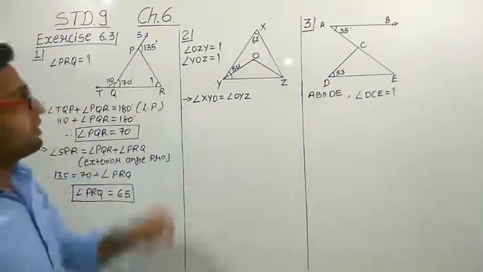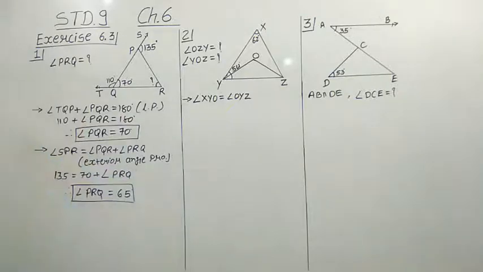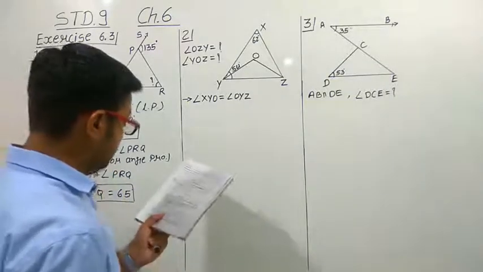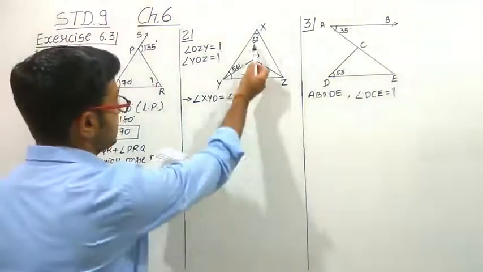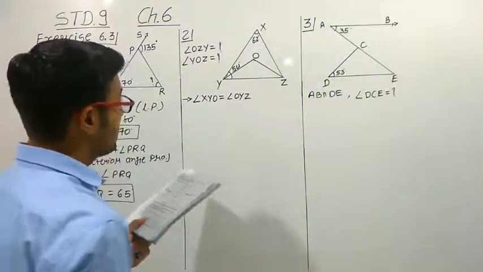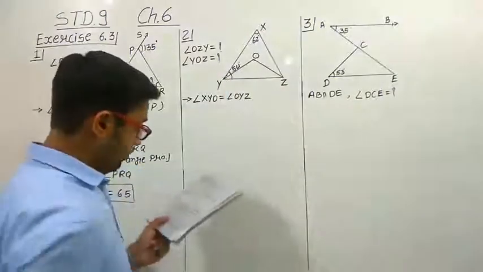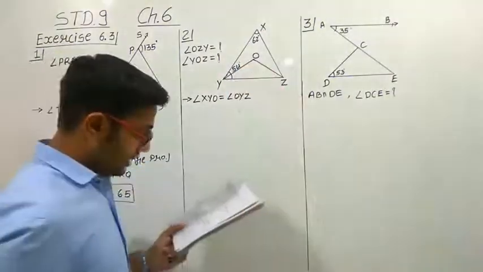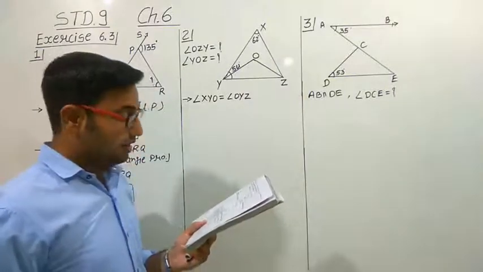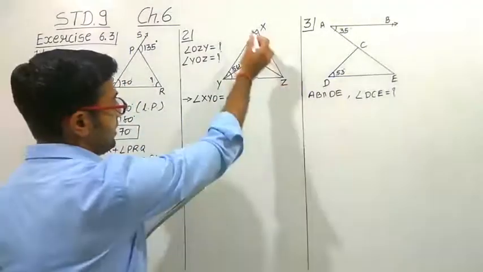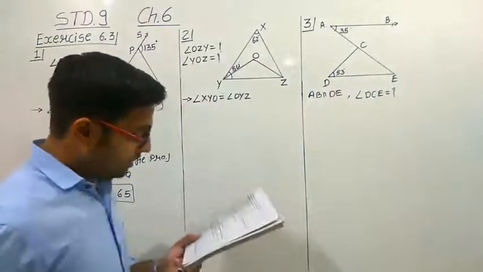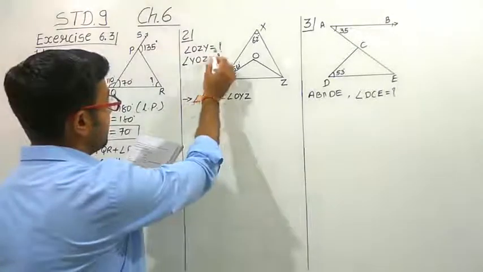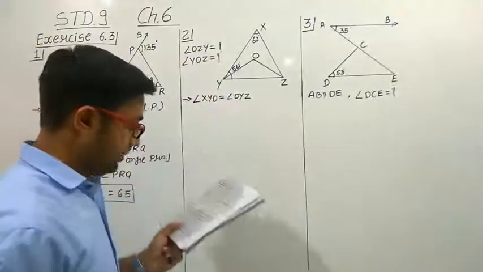Now let us study question number 2. Here also we have a triangle in which angle X is equal to 62 degrees. We have triangle XYZ, and this angle is 54 degrees. We have been given that YO and ZO are the angle bisectors of angles XYZ and XZY respectively of triangle XYZ. Find angles OZY and YOZ.